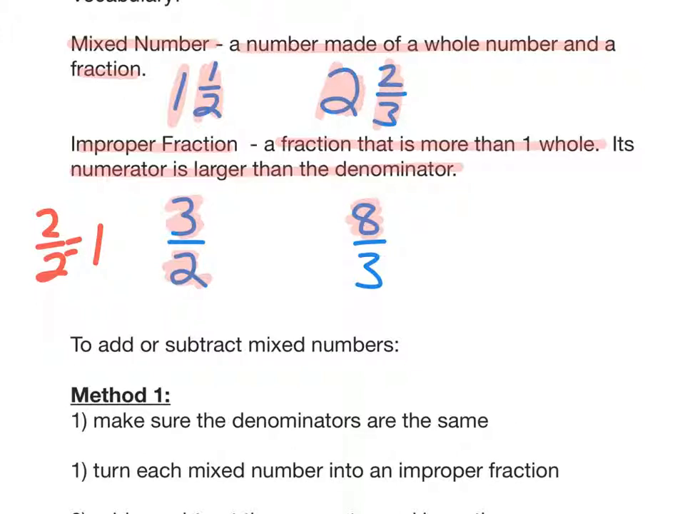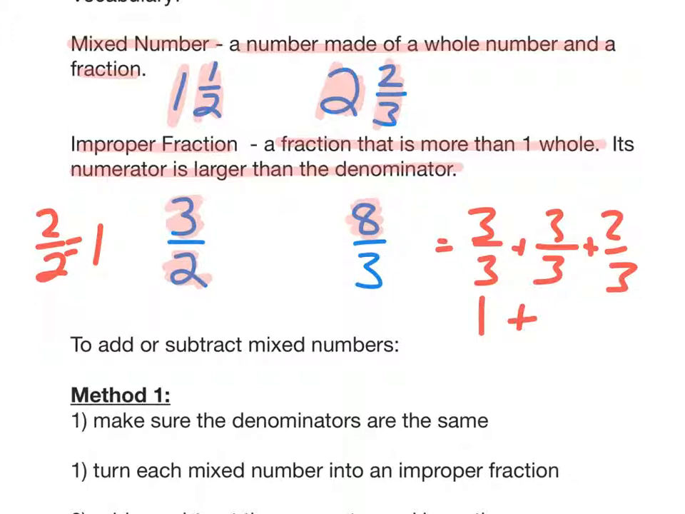This one, by the way, is actually more than 2 whole because 8/3 is 3/3 plus another 3/3, that makes 6/3, plus 2 more thirds, that would make 8/3. So that is actually 1 plus 1 plus 2/3. That is 2 2/3. Alright, so in this lesson you're going to need to be able to turn mixed numbers into improper fractions and improper fractions back into mixed numbers. That's going to be a little bit tricky.